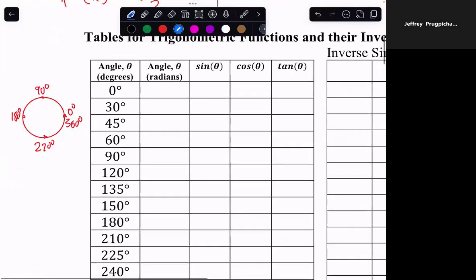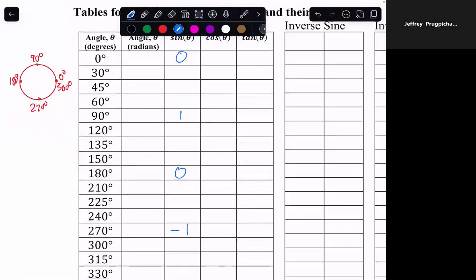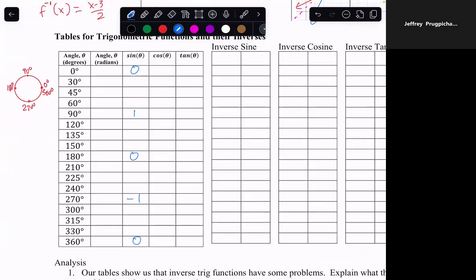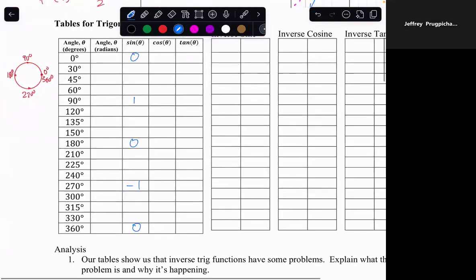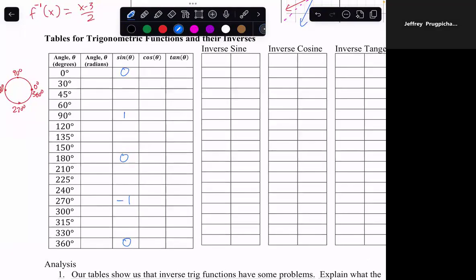Okay, so sine is the y coordinate. So at angle 0, you're at 0. At 90 degrees, you're at the top of the circle. So that's, for a unit circle, 1 unit up, +1. Right, 180, you're back at 0. 270, now you're in the negatives, so you're 1 unit down. And 360, you're back at 0. Okay, so again, we're just going to do those values in the interest of time.